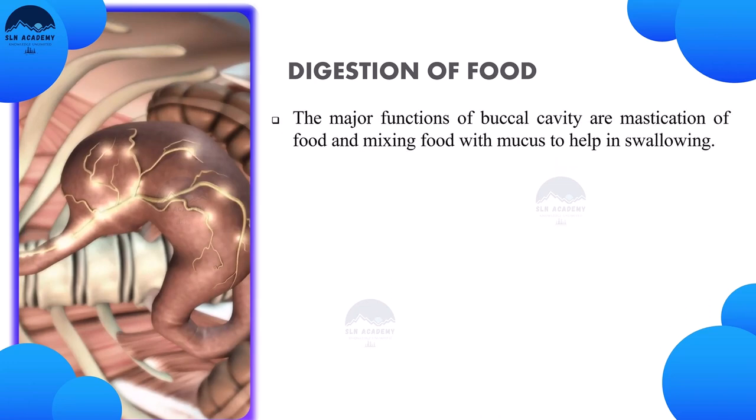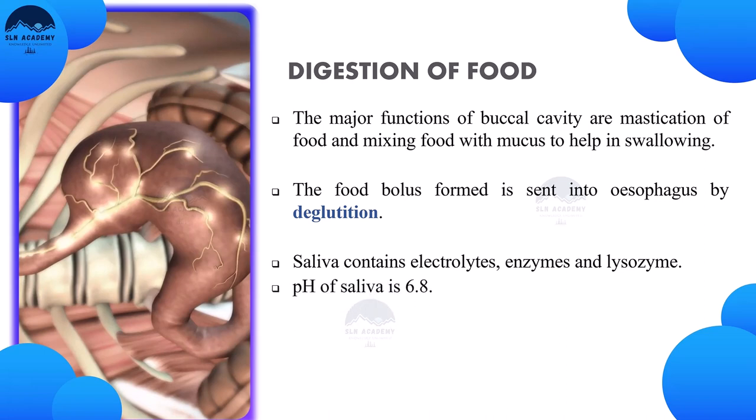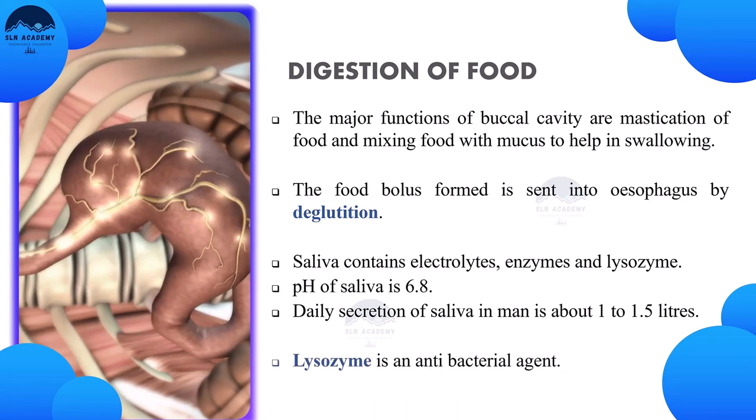The major functions of buccal cavity are mastication of food and mixing food with mucus to help swallowing. The food bolus formed is sent into the esophagus by deglutition. Saliva contains electrolytes, enzymes and lysozymes. pH of saliva is 6.8. Daily secretion of saliva in man is about 1 to 1.5 liters. Lysozyme is an antibacterial agent.